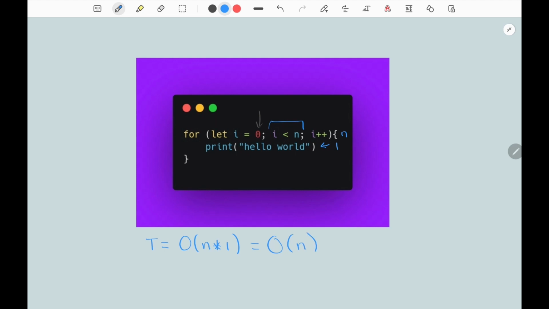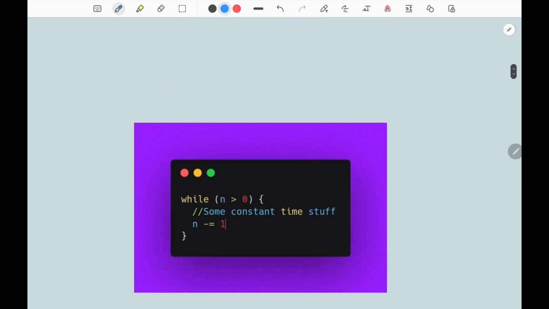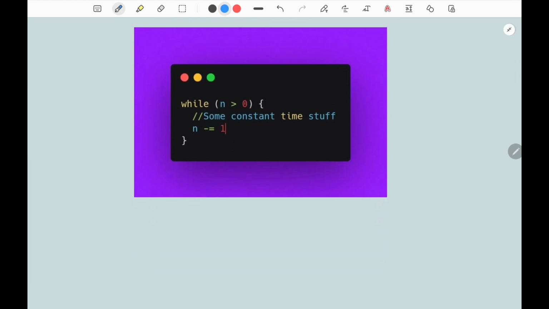And of course, any for loop like this can be rewritten as a while loop, which would have the same running time, big O of n.